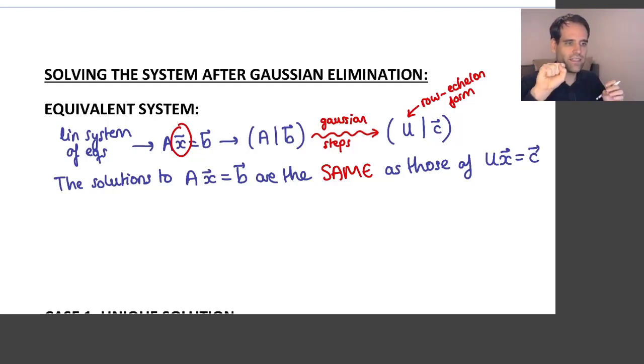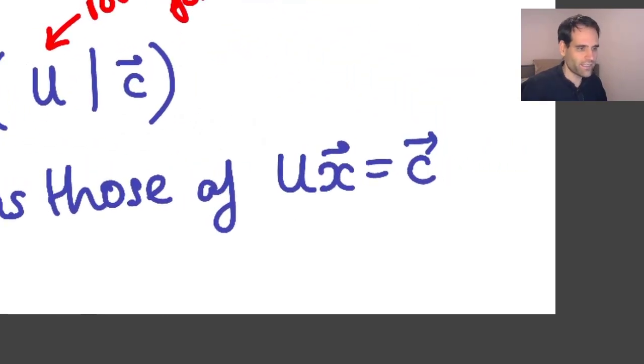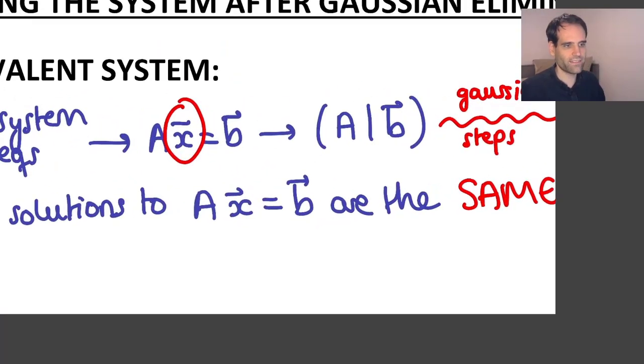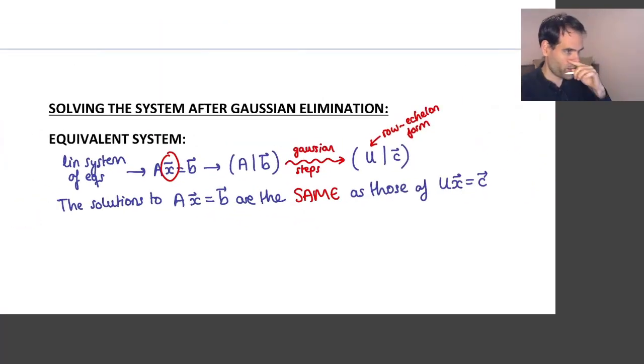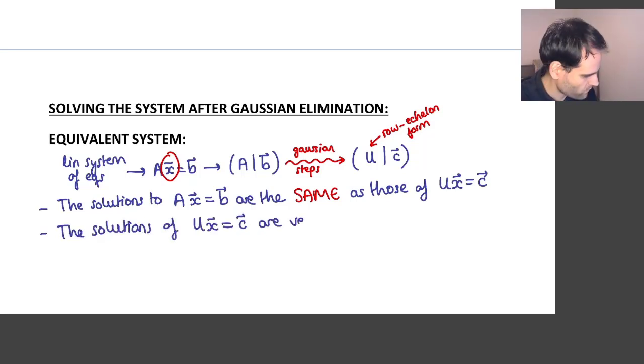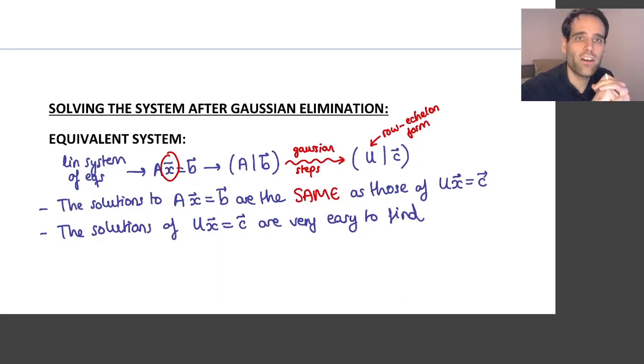So we are only changing the matrix A and the independent coefficients b. We are applying Gaussian steps to that augmented matrix, and we are changing them. However, the solutions to the system are still the same. So the solutions to Ux equals c are the same as the solutions to Ax equals b. Okay? And why is that good news? Because the solutions of Ux equals c are very easy to find. And this is because matrix U is in row echelon form.